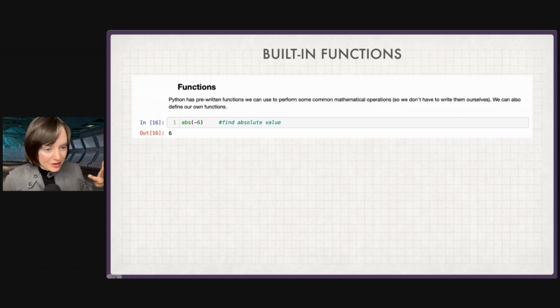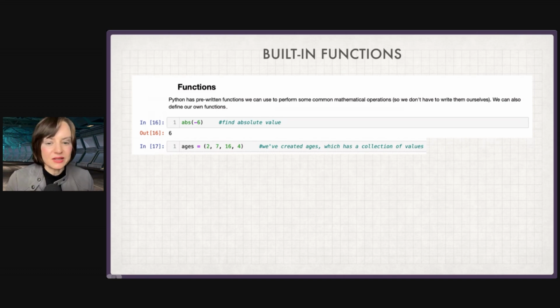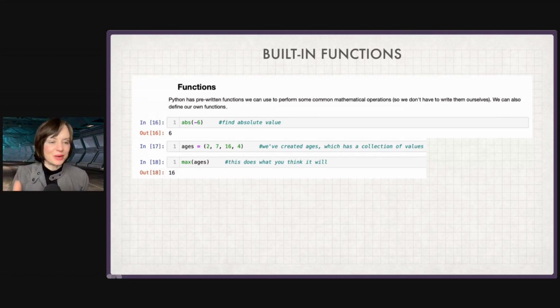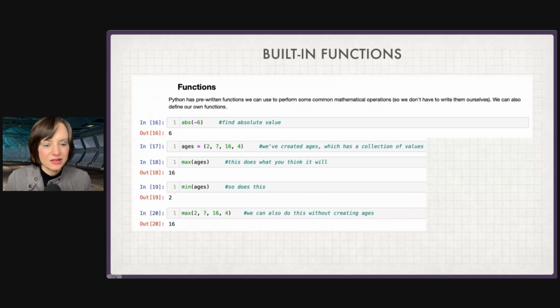This is so we don't have to write it ourselves. We don't have to create it. Later on, we'll be creating functions. This is just built into Python, and you don't have to do anything special. It just works. Here I've created ages that contain some numbers, and I can use a built-in function called max that's going to tell me the maximum number of these 4, which is 16. And min does what you think it does.